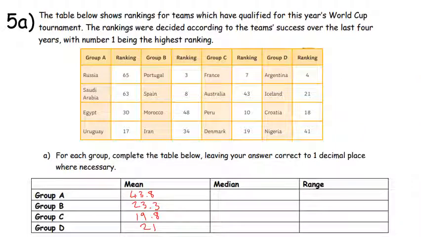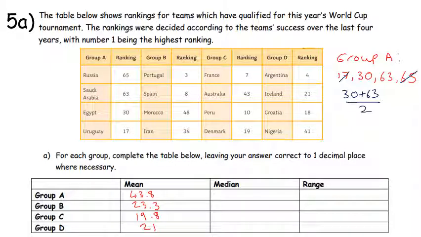So for the median, remember we write our list of data in order of smallest to biggest. So for group A, our smallest value is 17, our next biggest value is 30, then we've got 63, and then we've got 65. So the only tricky bit here is remembering that when you cross off pairs of numbers, what you're essentially going to do is add the 2 middle numbers, and then you're going to divide them by 2, because remember when we've got even numbers left in the middle, we add them together and we divide them by 2. And when we do that, what we end up with is 46.5 as our median.